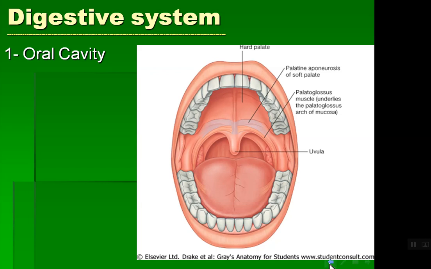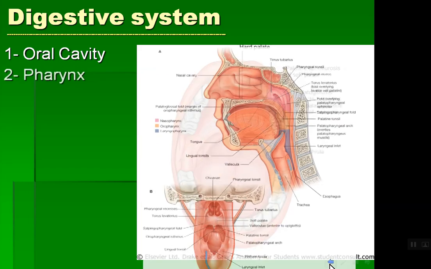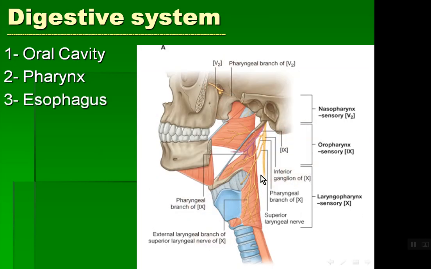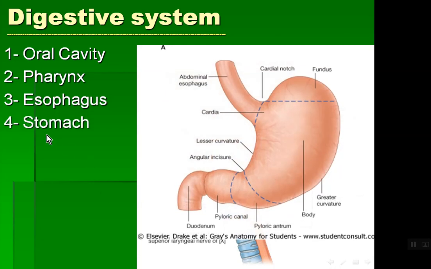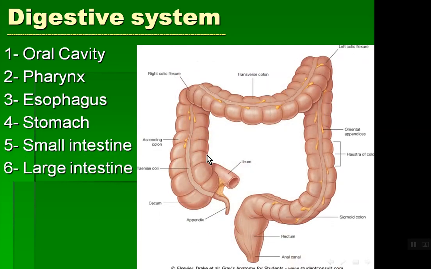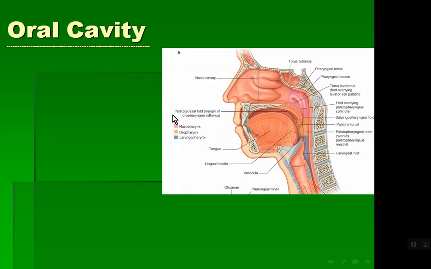The digestive tract is made up of the oral cavity, pharynx, esophagus, stomach, small intestine, and large intestine. Let's start from the oral cavity.